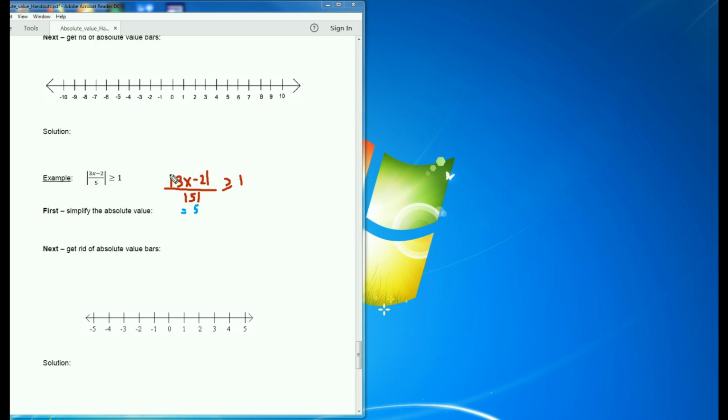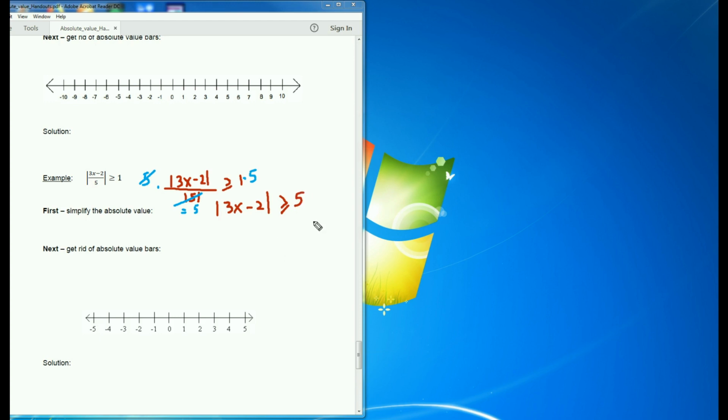So I've got absolute value of stuff divided by 5 is greater than or equal to 1. We can vastly simplify this by multiplying both sides by 5, because I just want to cancel these denominators. Then we end up with absolute value of 3x minus 2 is greater than or equal to 5.